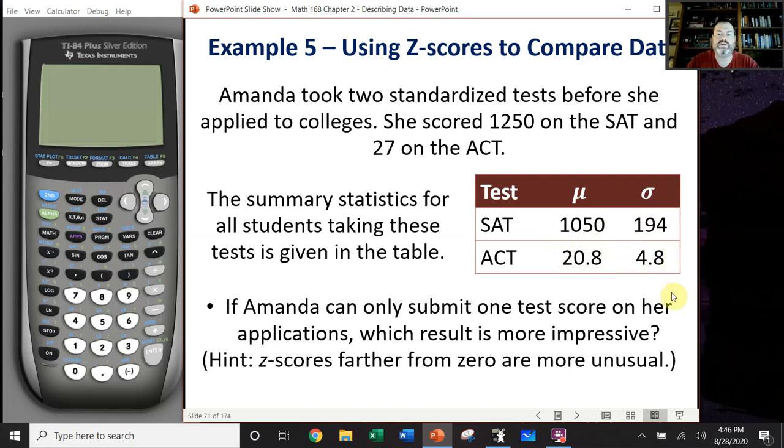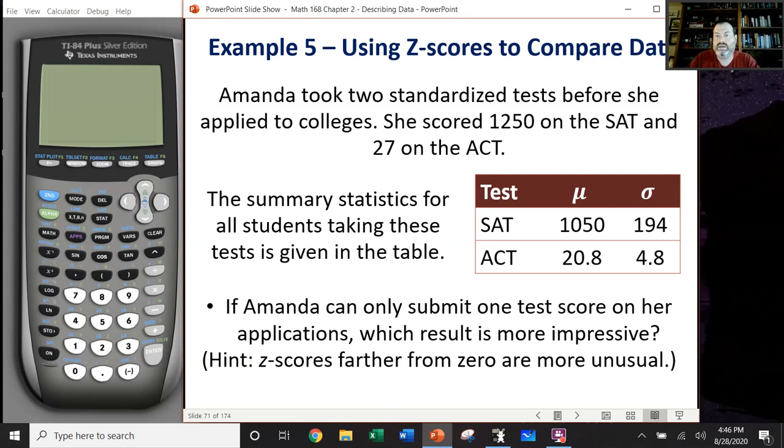So if Amanda can only submit 1 test score on her applications, which result is more impressive? So the idea is that Amanda scored really well on the SAT and the ACT, but which one is going to look better to a college entrance judge, somebody that determines whether the student is capable of going to that school?